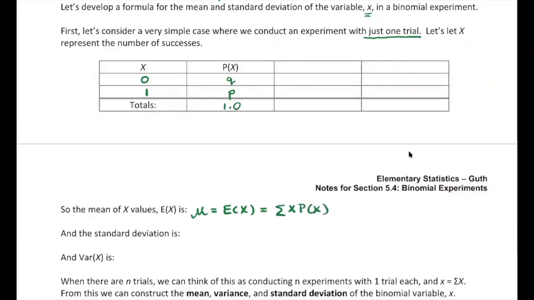Okay, so if I add another column, X times P of X here, I would just multiply. So 0 times Q is 0 in the first row. And 1 times P is P in the second row. And when you add those up, you get 0 plus P, which is P. So the mean is the sum of X times P of X, which we just did, is P. So the mean is P.